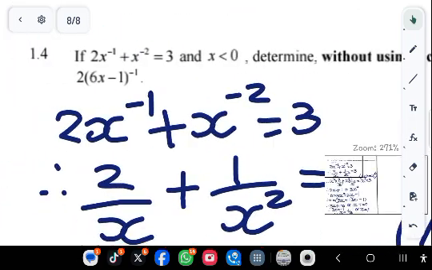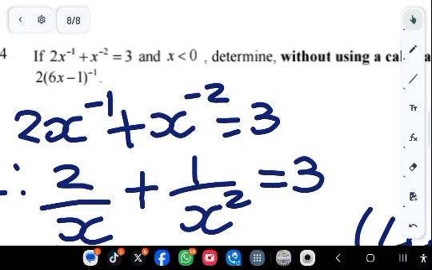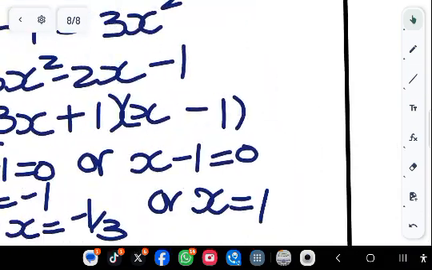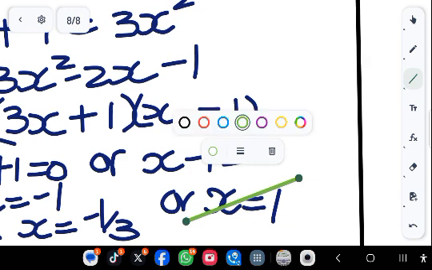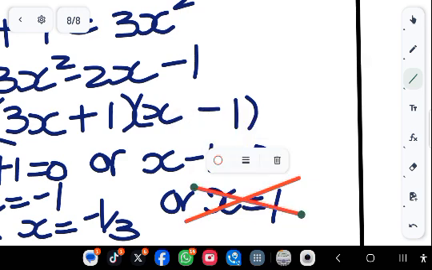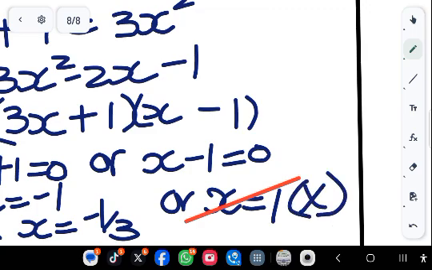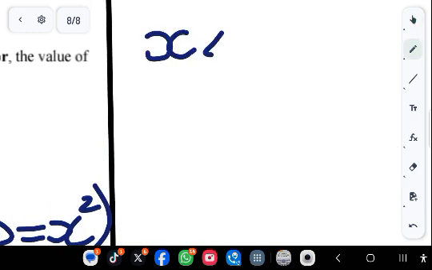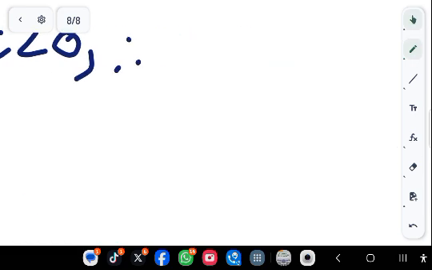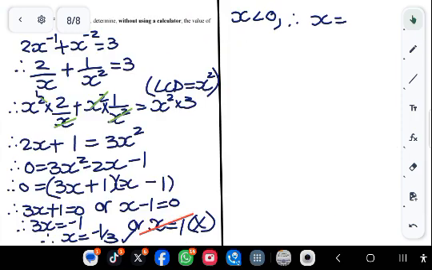Now let's go back to the original equation. And they said the solution must be negative. Your x must be negative. So now this one becomes invalid, because we're looking for the only one. So this one invalid. This is the correct one. That's what we're looking for. x is less than 0. Therefore, the solution that we're going to use is x equals negative 1 over 3.